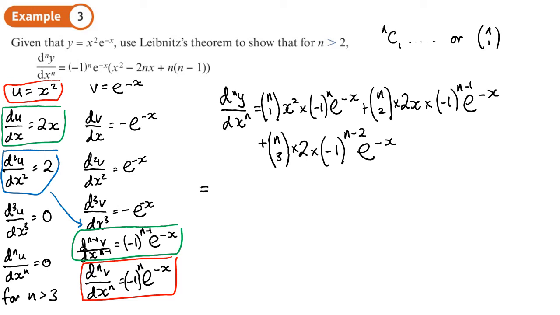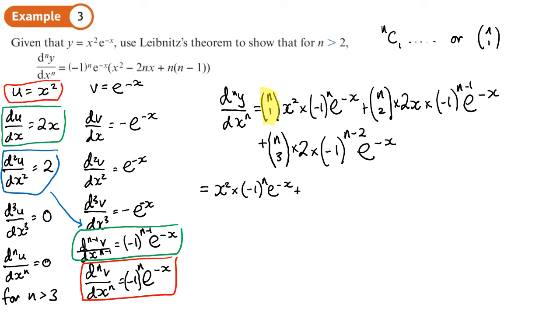Now we'll see what we can do to tidy this up. So first of all, this is just going to be 1. Anything nC1... sorry, anything C0 is just 1. So we just have x squared times this negative 1 to the power n e to the minus x.